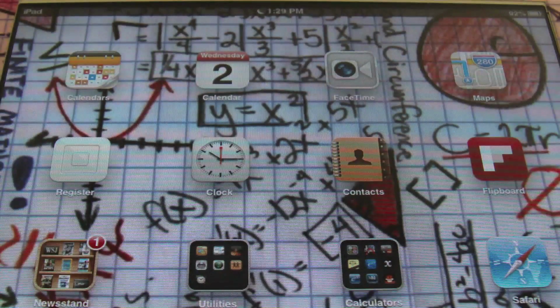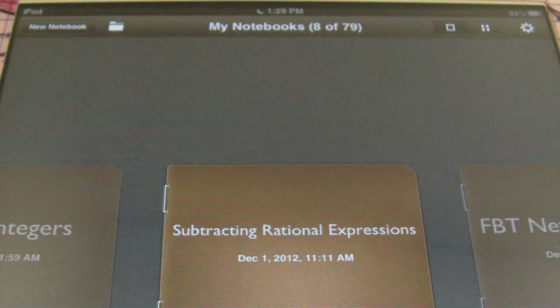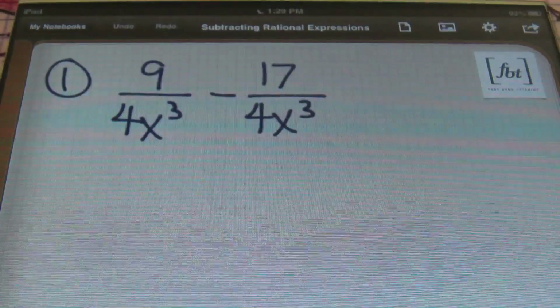Hello, ladies and gentlemen. This is Mr. Witt with Fort Bend Tutoring, and today's lesson is going to be about subtracting rational expressions. Subtracting rational expressions, aka fractions. So let's dig in. All right. We have problem number 1 here.